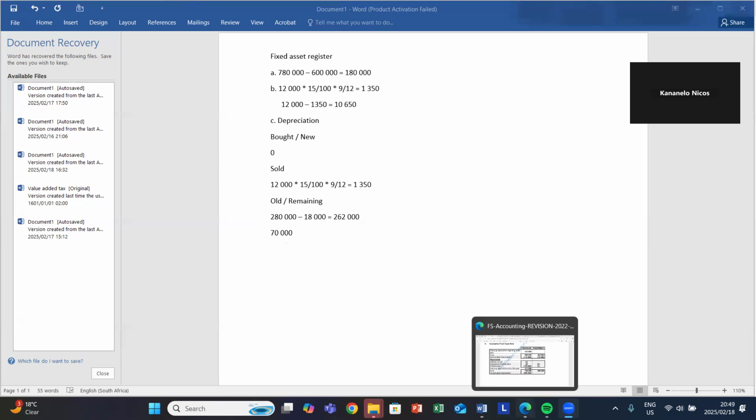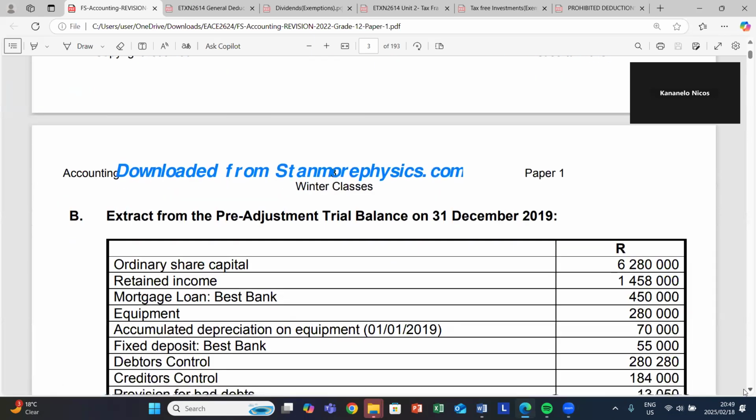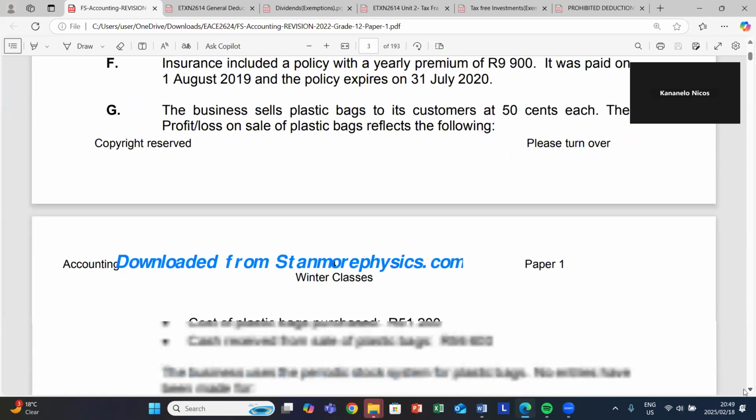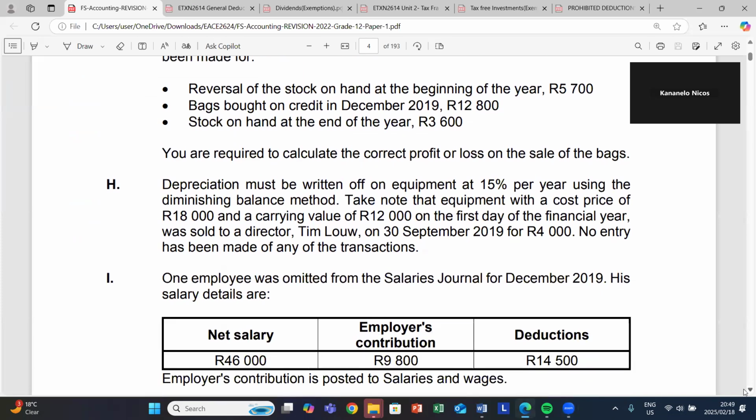So let us check our accumulated depreciation at the beginning for our asset there, guys. For the asset that you sold, to be specific, we are looking for the accumulated depreciation at the beginning of the year. They said that depreciation must be written off on equipment at 15% using the diminishing balance method.